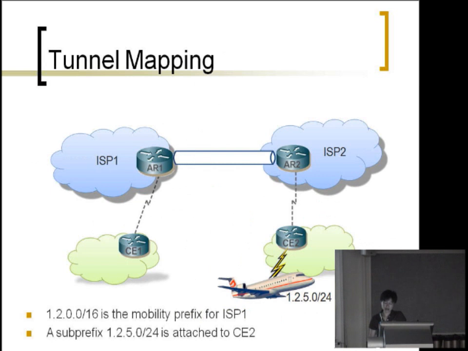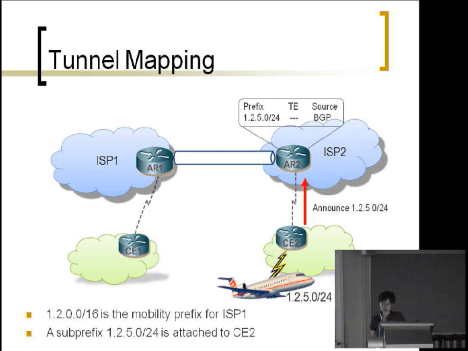Okay, the other issue is that when you move from one ISP to a different ISP, how do the ISPs know where to send traffic? This is achieved through a tunnel mapping. In this example, the /16 is the mobile prefix, and a sub-prefix of that, the /24, is used by this plane, which connects to customer edge 2. When it moves to customer edge 2, this new sub-prefix needs to be announced to ISP2 so that ISP2 knows that traffic needs to be received at that location.